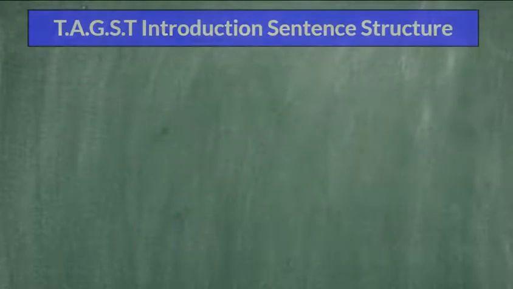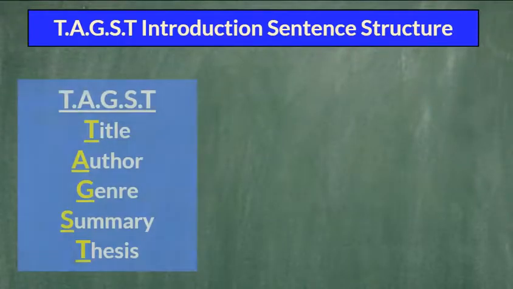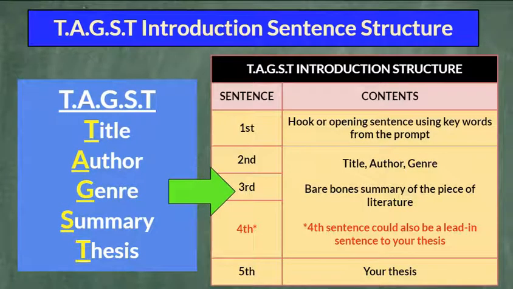For standard essays that are 4 to 5 paragraphs in length, your introduction should be between 4 to 5 sentences long. This can vary, though, depending on what your teacher is looking for, so be sure to always ask them if you are not sure. Here's a breakdown of each sentence in the introduction when using the T.A.G.S.T formula.